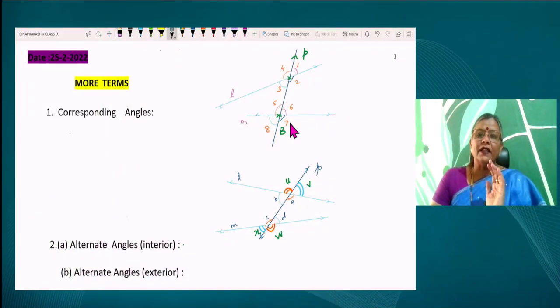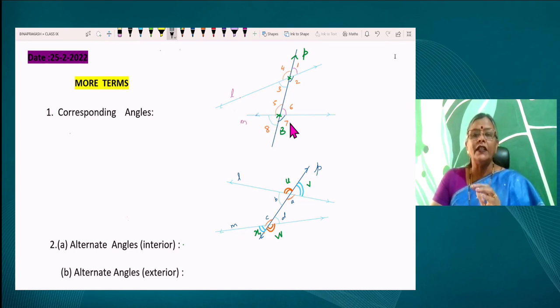So we need to know what terms are used for these angles. The first term that we have is corresponding angles. Now, how do we define corresponding angles? These are two lines, and there is another line which is intersecting both the lines. Which line is intersecting both the lines? P. Line P intersects the lines L and M. Thus, on L as well as on M, we have different sets of angles with the line P. Line P makes different angles with line L as well as with line M. So we get these angles.